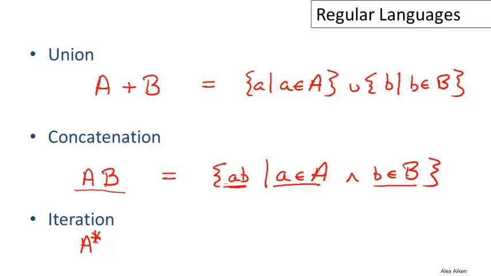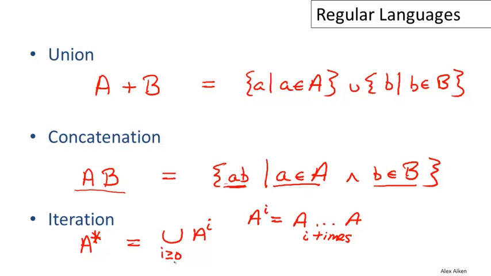And finally, there's a kind of looping construct. This is pronounced A star, or it's called the Kleene iteration, or the Kleene closure. And A star is equal to the union for I greater than or equal to 0 of A to the ith power. And what's that mean? Well, A to the ith power is just A concatenated with itself I times.